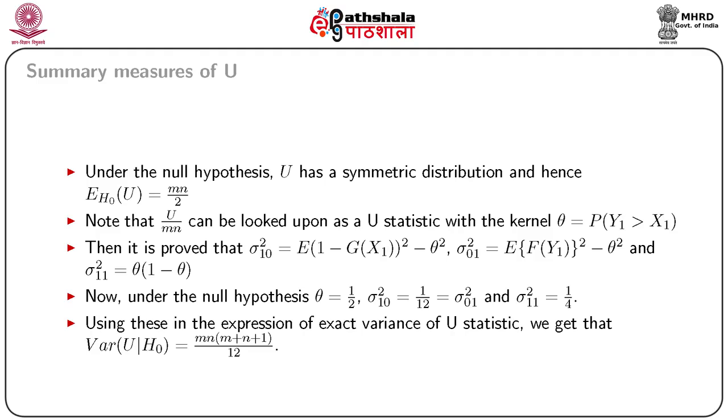Now, under the null hypothesis, x1 less than y1 and x1 greater than y1 are equally likely events, and theta equal to half. In a similar type of calculation, we can find that sigma square 10 equal to 1 by 12 and sigma square 01 is also 1 by 12, with sigma square 11 equal to 1 by 4. Using these in the expression of the exact variance of the U statistic as we have derived in the two sample U statistic, we get the variance of u under H naught is nothing but mn multiplied by m plus n plus 1 divided by 12.